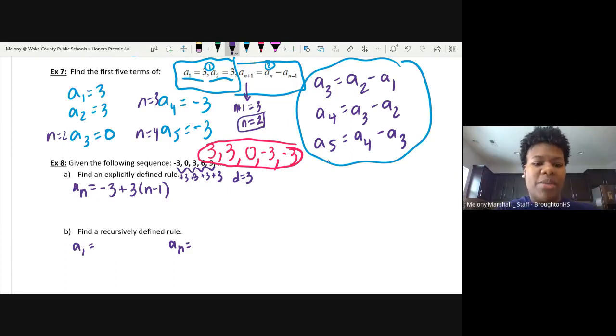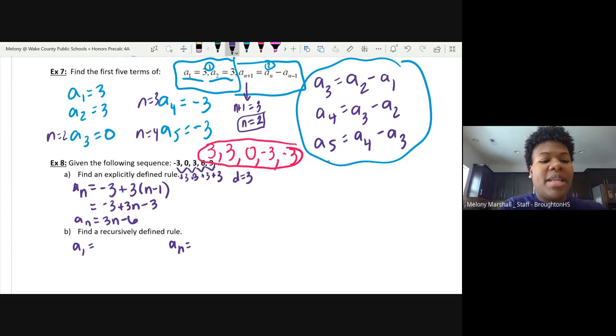It doesn't say the word simplified, but you need to know you've got to simplify it. So this is negative 3 plus 3n minus 3, and so our explicit formula will be 3n minus 6. A sub n equals 3n minus 6. That was easy. Yes, super easy.